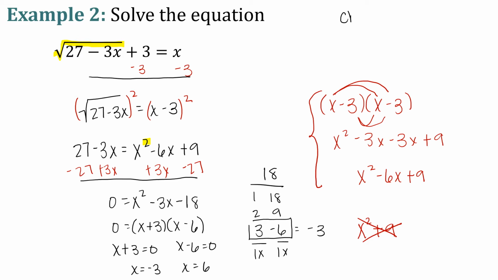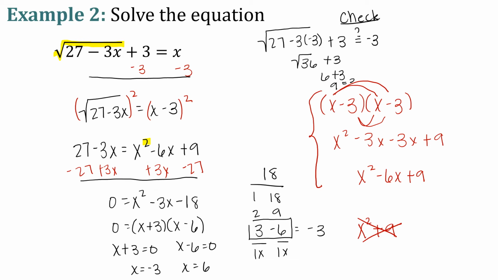Now, we still need to check. So we have to do the square root of 27 minus 3 times negative 3, plus 3, and we're asking, does this equal negative 3? So negative 3 times negative 3 is 9. 27 plus 9 is 36. The square root of 36 is 6. And 6 plus 3 equals 9. It does not equal negative 3. So now we know that negative 3 is an extraneous solution.